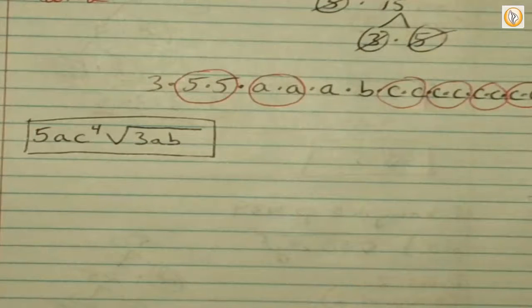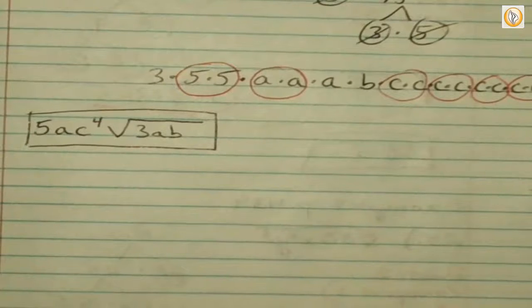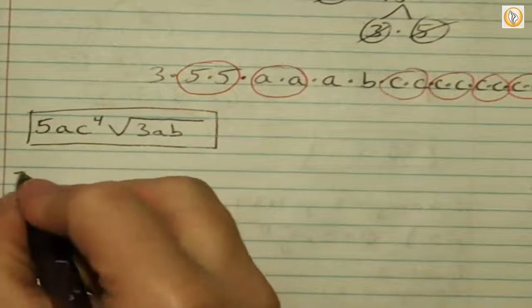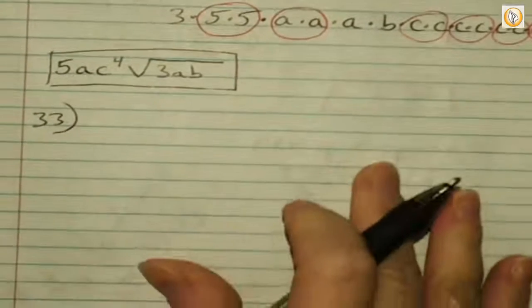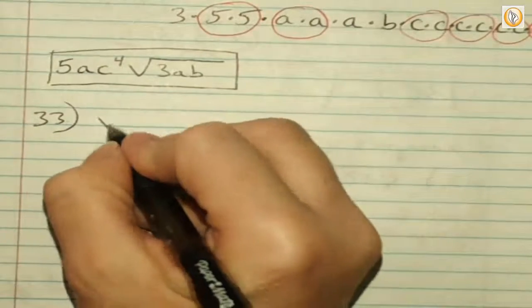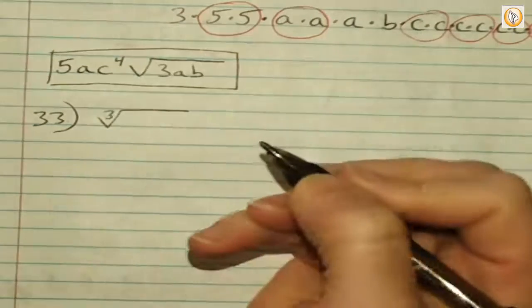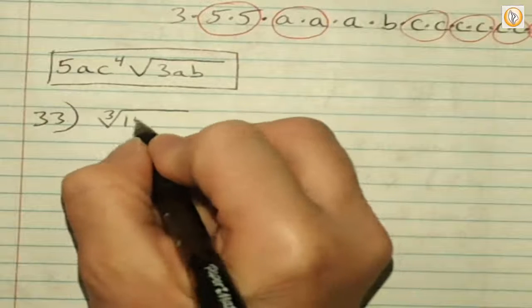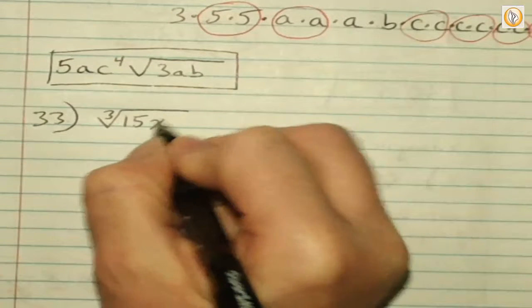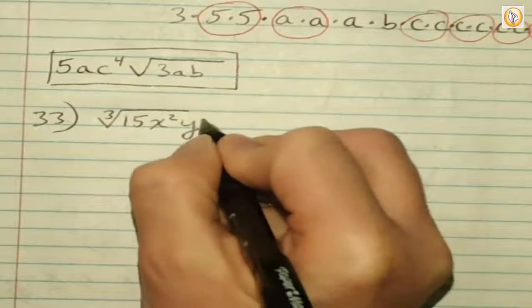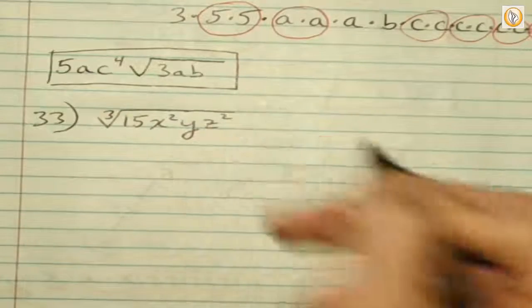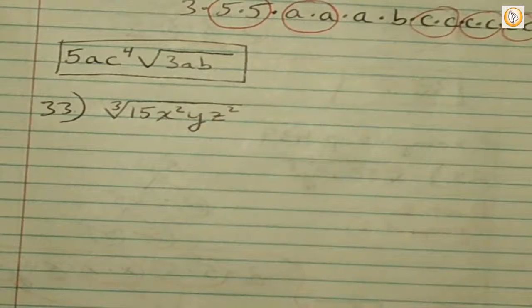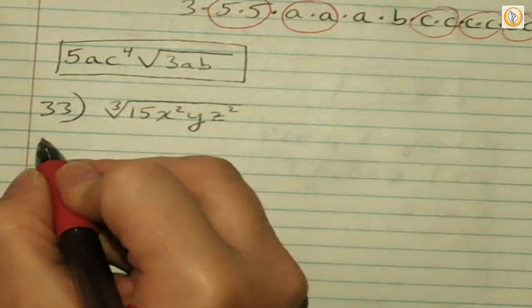Any question? I'm going to do one more, then I'll set you free. Does everyone have this? All right, look at 33. This one has a root of 3 with 15, x squared, and then y times z squared. Okay, so Franz, what's my root? The root is 3.